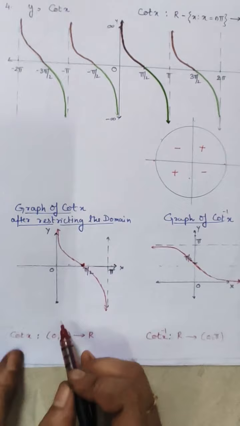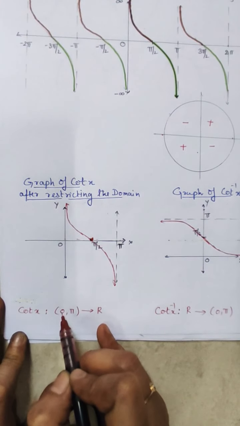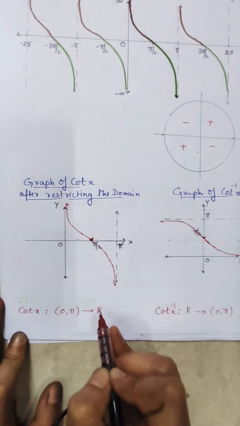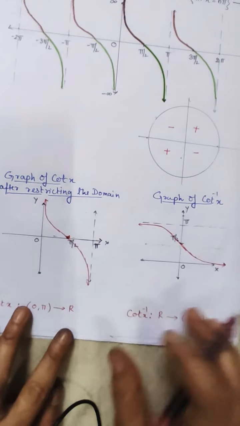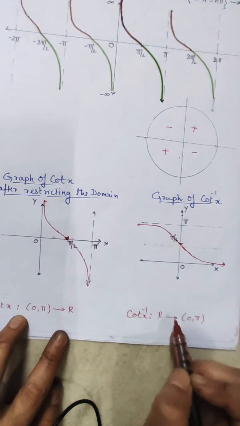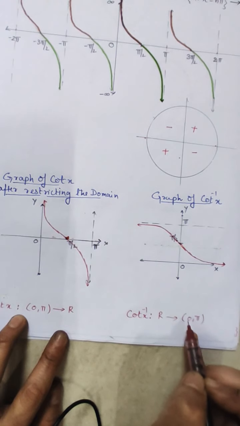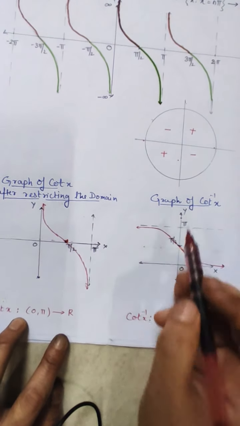So for cot x, after restricting the domain, it is the open interval 0 to pi, and the range is R. Similarly, for its mirror image cot inverse x, the domain will be R and the range is the open interval 0 to pi. This is the range of the inverse function.